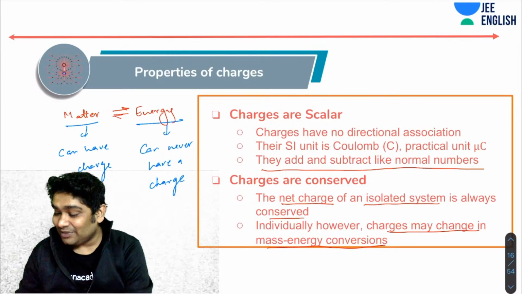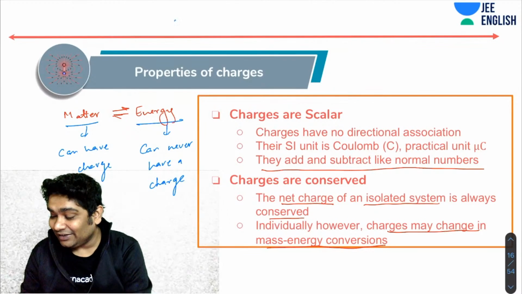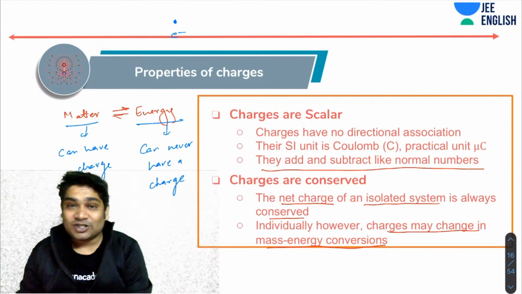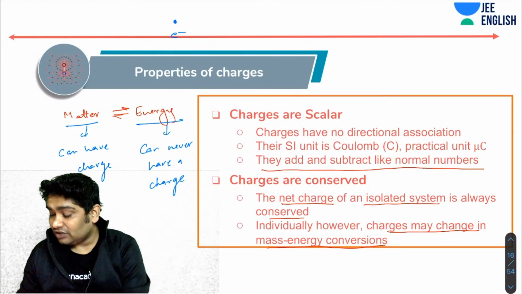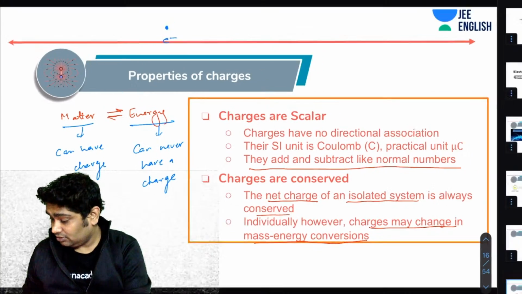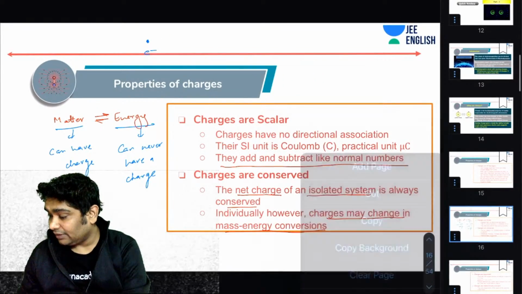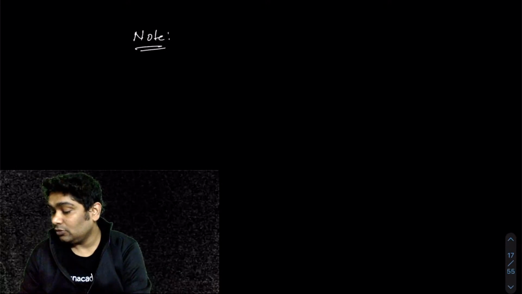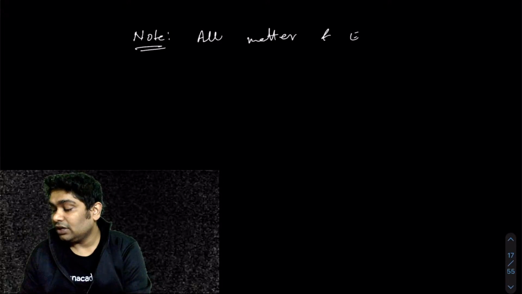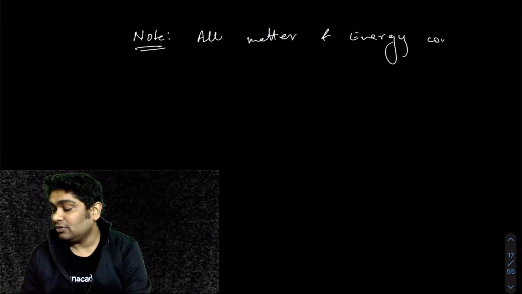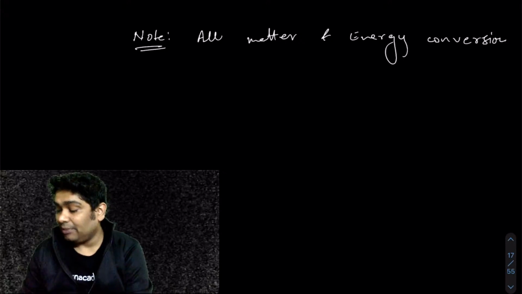So what happens is, suppose you have an electron. Turns out an electron does not directly get converted into energy. Okay. So all energy-mass conversions, let's add a page and tell you a bit about that. Turns out all energy-mass conversions happen in pairs. Okay, you need to know that all matter and energy conversions happen in pairs.